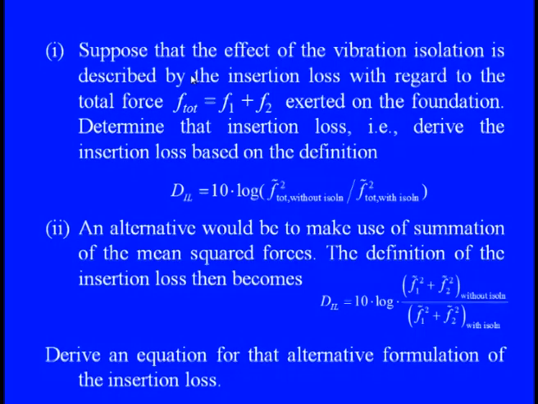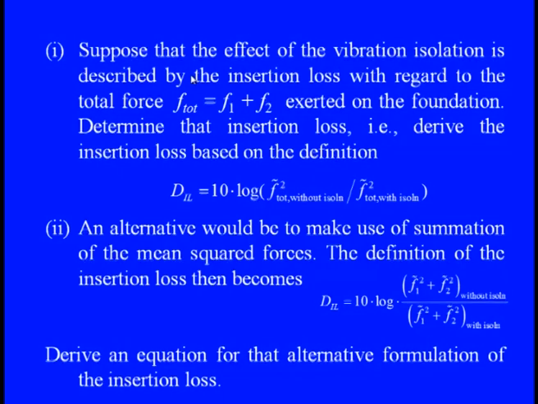So in this case now we can say that the two main conditions are like this. First, suppose the effect of vibration isolation is described by the insertion loss with regard to the total force, which is the linear summation of both the F1 and F2 exerted on the foundation. So we can find out the insertion loss, which can be straightaway derived: DIL is nothing but equal to 10 log of F squared total without applying this isolation divided by F squared total with isolation.